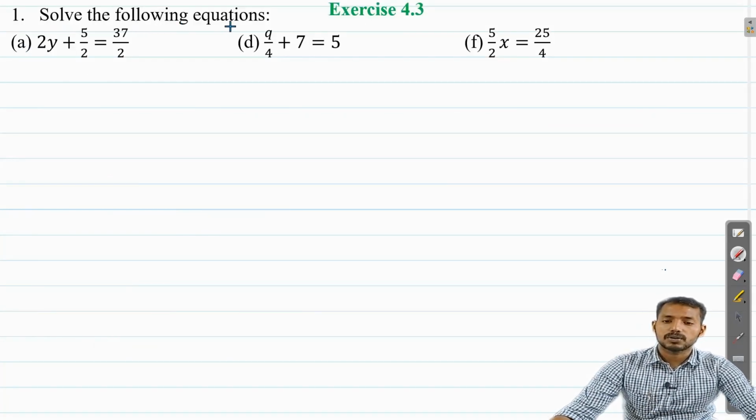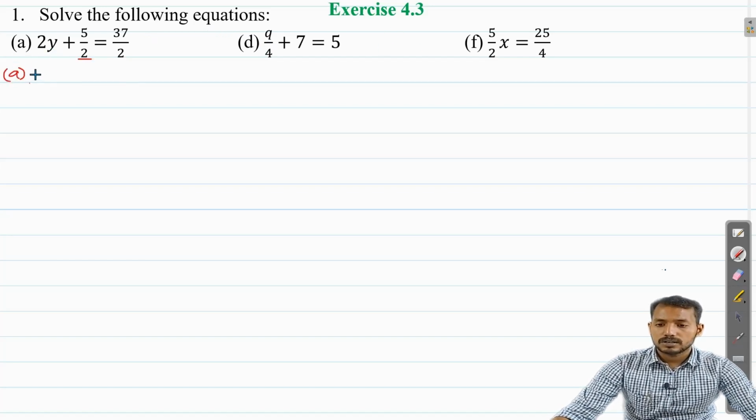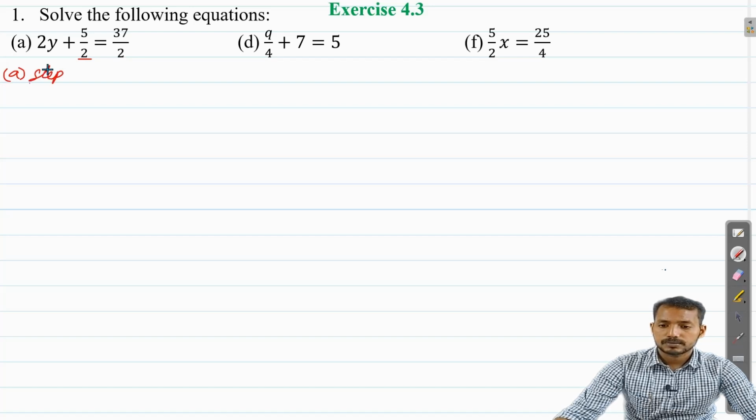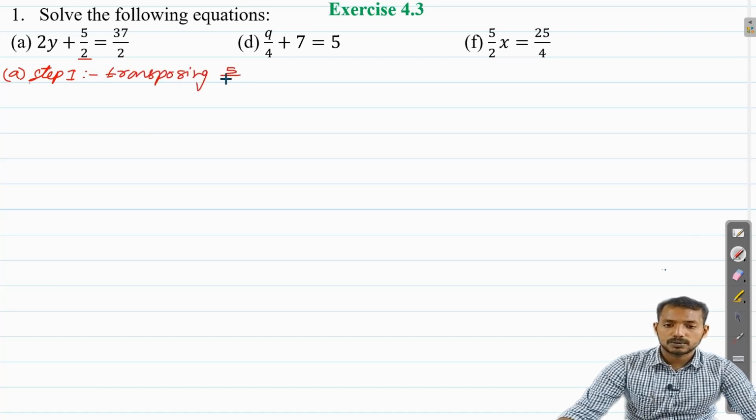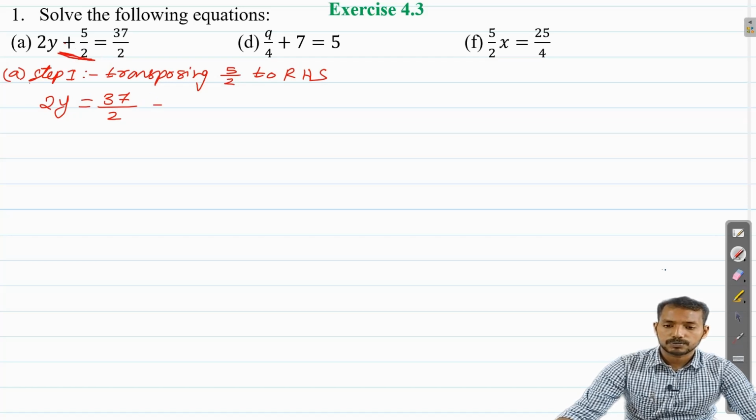Question number 1, solve the following equations. Three options I'm taking here. So the first option is option A. In step 1, transposing 5 by 2 to RHS. We get 2y is equal to 37 divided by 2, plus 5 by 2 will be changed to minus 5 by 2.